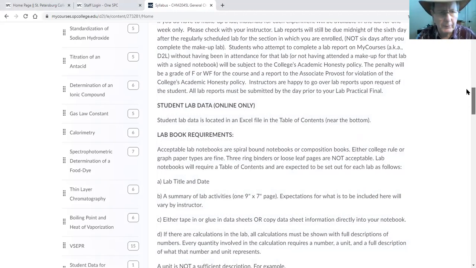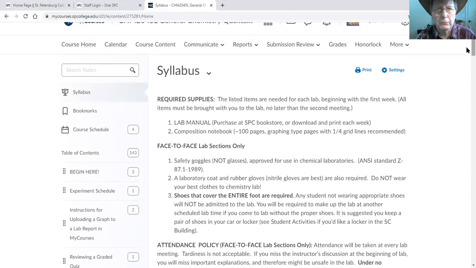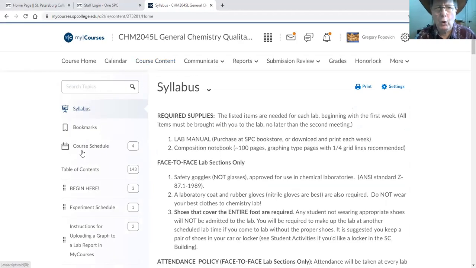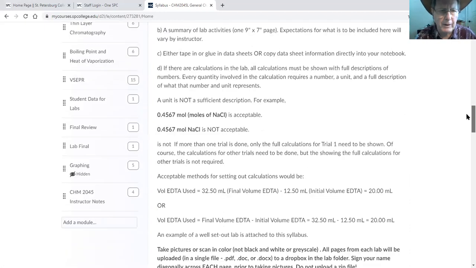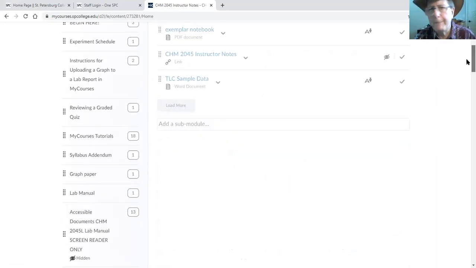All right, ladies and gentlemen, at the very bottom, Instructor Notes. When you open the course, the top panel will be displayed. If you want to get into the guts of the course, you have to go to Course Content. It will activate the left column here. These are all the modules you have available to you. If you go all the way to the bottom under Instructor Notes and click on it, you will have two things pop up for you.